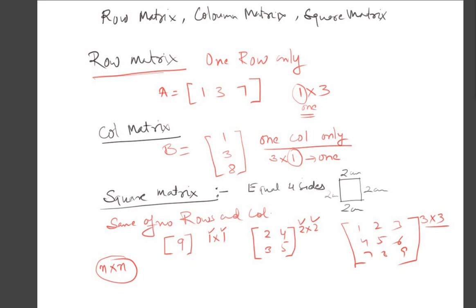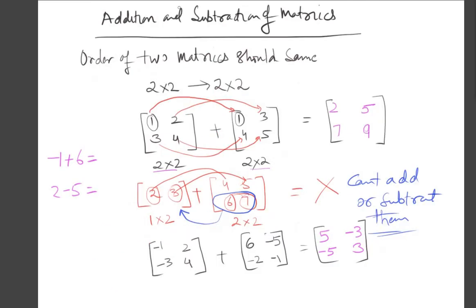Awesome. So if I've got a matrix with an order of 4 cross 4, would this be a square matrix or a row matrix or a column matrix? It would be a square matrix. Cool. And then after we've understood the basics of square matrix, row matrix, column matrix, we jumped on to addition and subtraction.